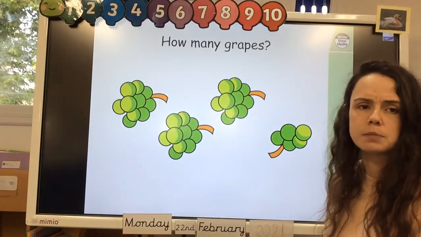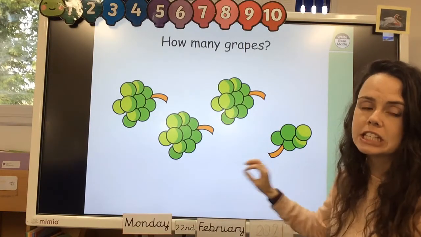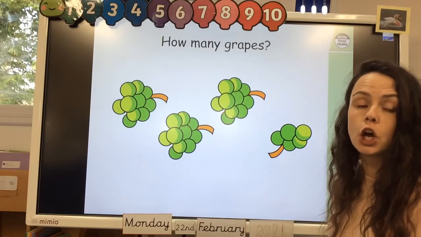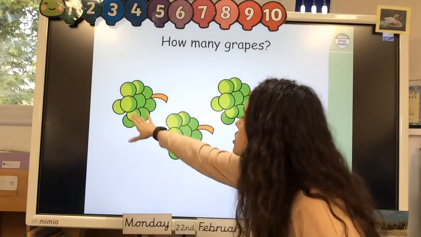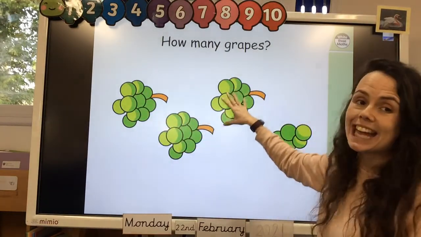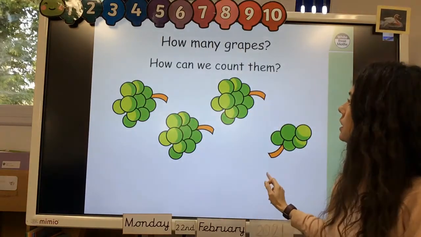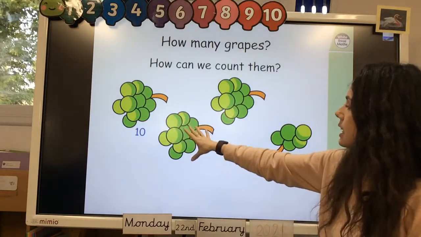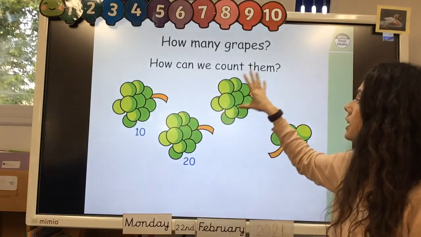How many grapes have we got? Now, am I going to go through and count each individual grape? No, I'm not going to, because I know that in each bunch here there are 10 grapes. So if we know there's 10 here, we know there's 10 here, so 10, 20.